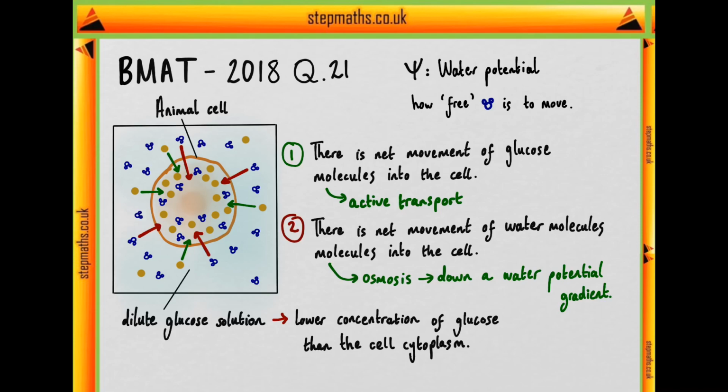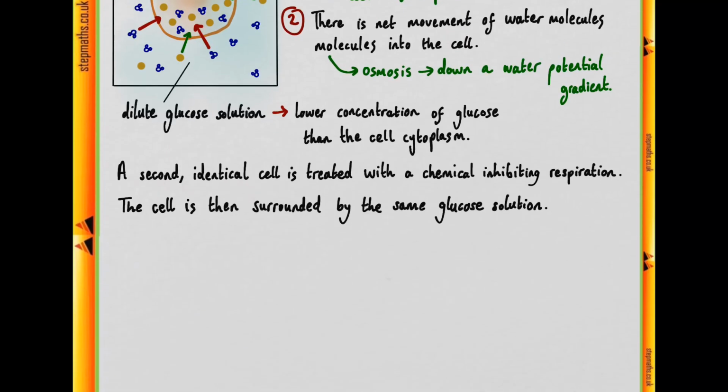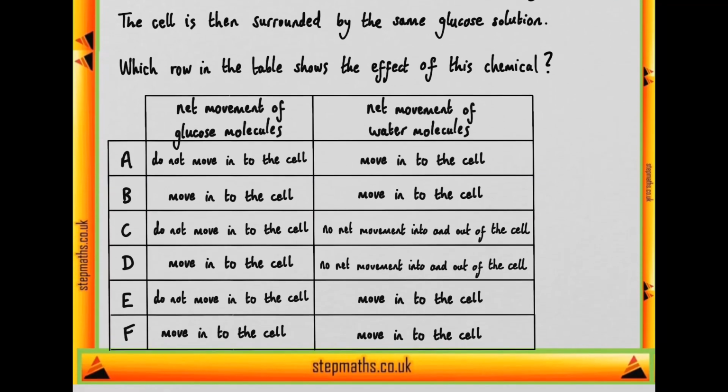Now let's get on to what the question's asking us, which is that a second identical cell is treated with a chemical inhibiting respiration and then is surrounded by the same glucose solution. So this time, no respiration. Which row in this table shows the effect of this chemical on the net movement of glucose and the net movement of water? So it's good to take each of these in turn.